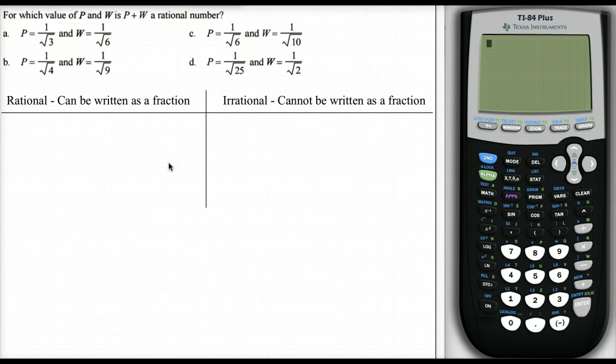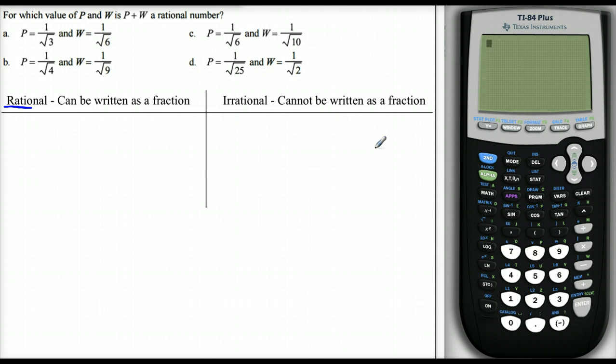Welcome to a TI-84 tricks tutorial on determining whether a number is rational or irrational. So I've written the definitions down here. Rational means that it can be written as a fraction. It has that word ratio in it. Whereas an irrational number cannot be written as a fraction.